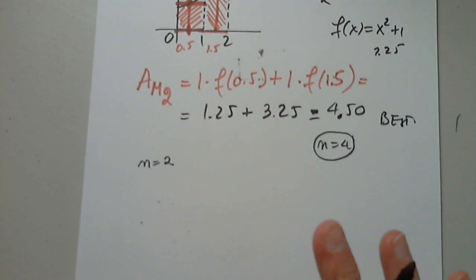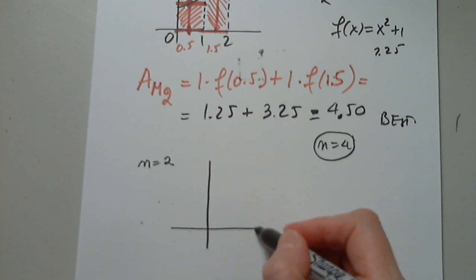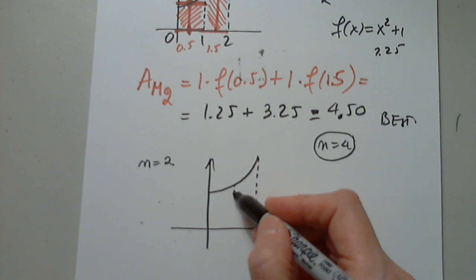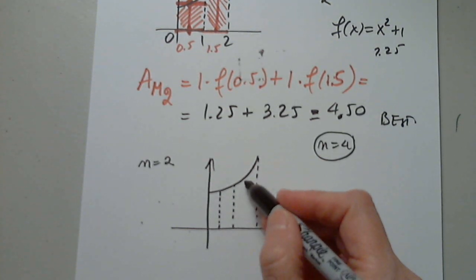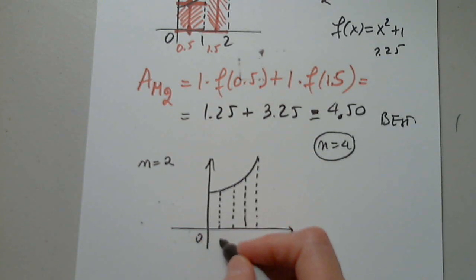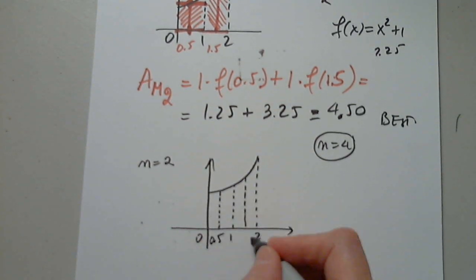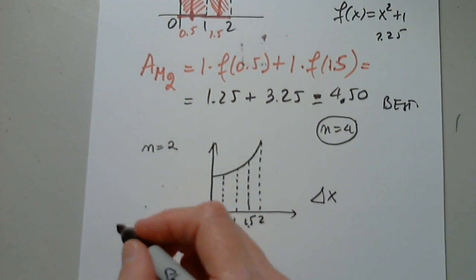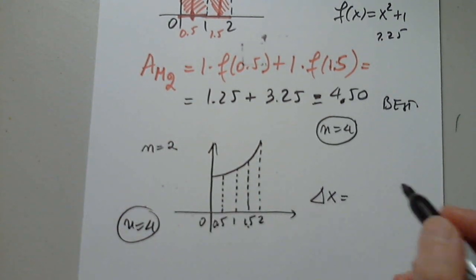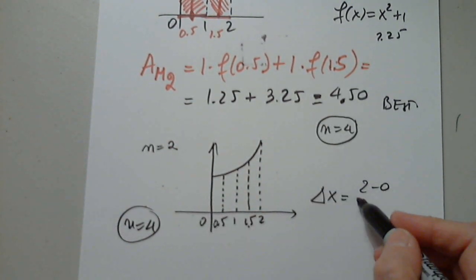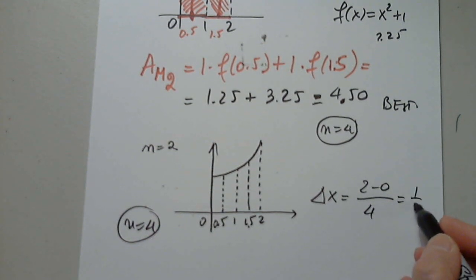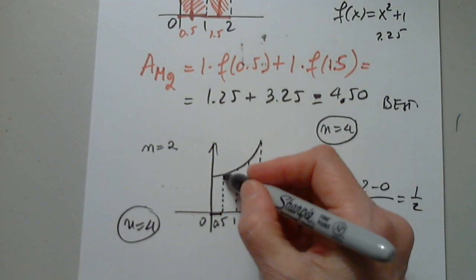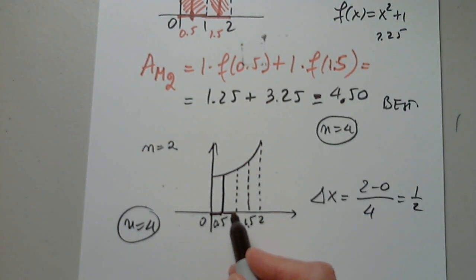Let's see how it looks. We're not going to calculate it, but let's see how it looks with n equals 4. Zero, 1, 2, 0.5, 1.5. So now delta x with n equals 4. Delta x will still be 2 minus 0, but divided by 4. So this is 1/2.